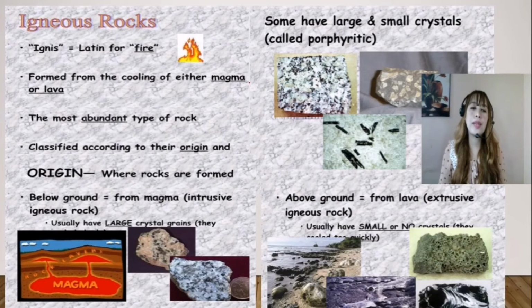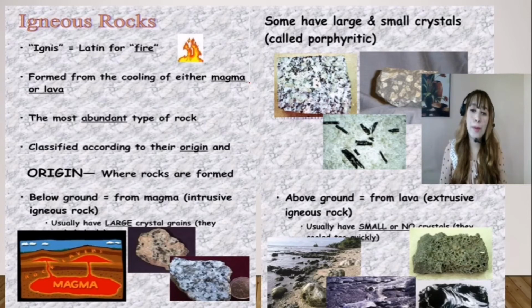There are 3 classifications of rocks. The first one is igneous rock. Igneous comes from the term ignis, a Latin term which means fire. Igneous rocks are formed from the cooling of either magma or lava, and they are the most abundant type of rock here on Earth. They are classified according to their origin.